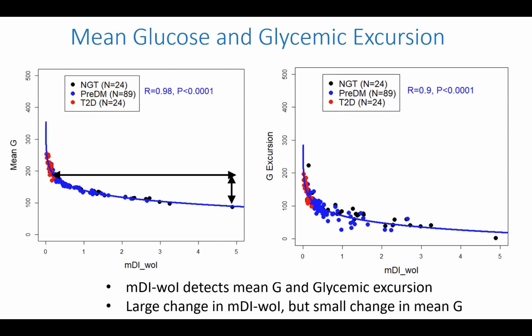Now we see how our MDI new markers predict the mean glucose and glycemic excursion. As I showed you previously, MDI and mean glucose strongly correlate. At the beginning of diabetes, MDI dramatically decreases, however the glucose only slightly increases, which means these are really good biomarkers. Also, the MDI predicts glucose excursion very well.